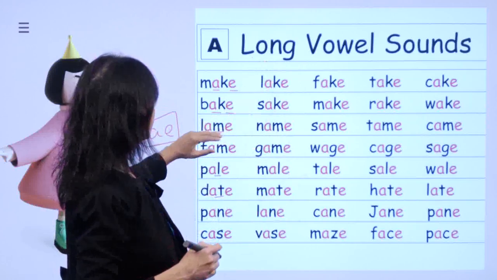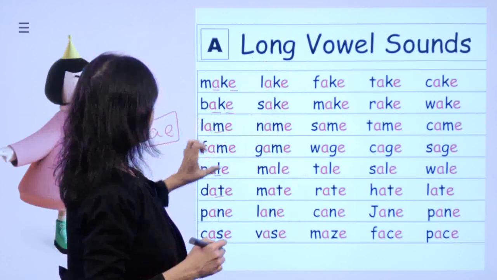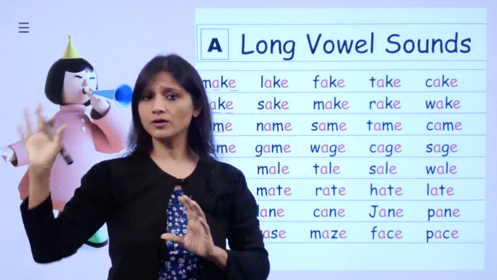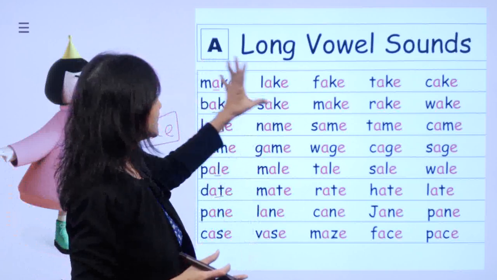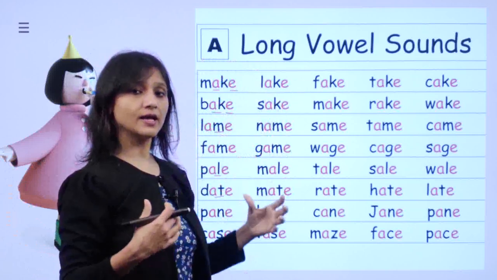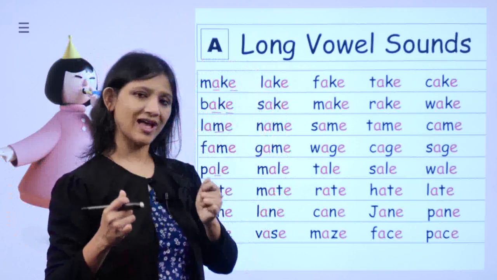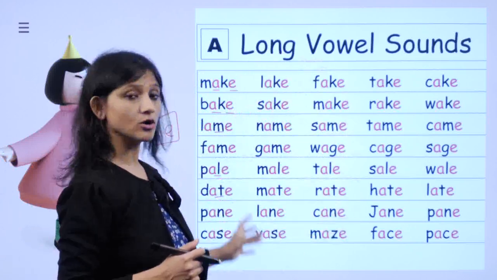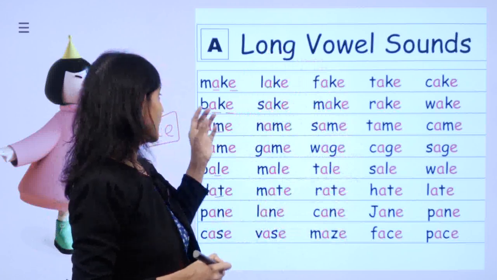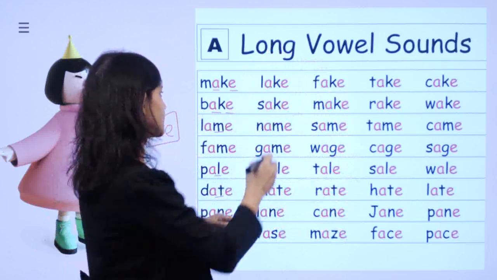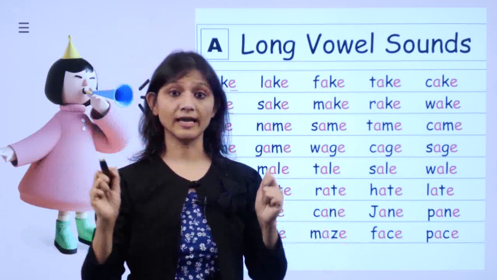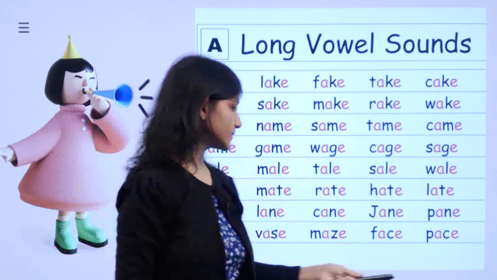If I give you A and E and I ask you to put consonants, you can come up with so many words and we are going to see that in the CVC words. But all these vowels, you saw that A has a short sound or phonic sound of A, but look at so many other long sounds, which is A, and there is an E after that, okay? Make, lake, fake, take, cake, so these are the words, all right? All these are long A sounds with examples.